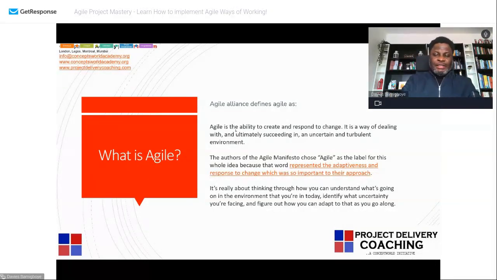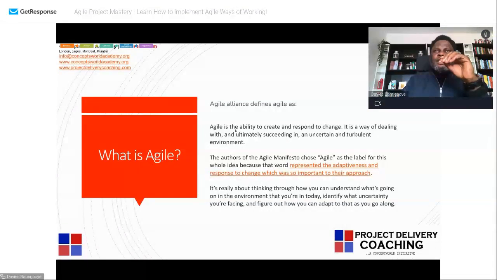So it's about adaptability, which means an agile way of thinking is a way in which you are constantly thinking of how do you disrupt the status quo? How do you ensure that you don't do things the way you have been doing it yesterday? How do you ensure that you look at life in a different way? So agile is a way of dealing with and ultimately succeeding in an uncertain and turbulent environment.